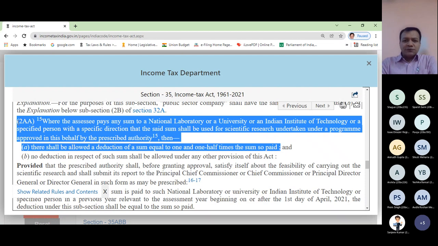Now can you tell me what these four lines want to convey? Hurry up. Anyone who can simplify these lines?